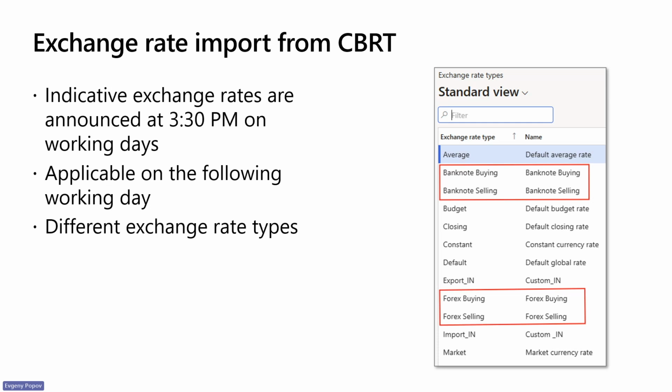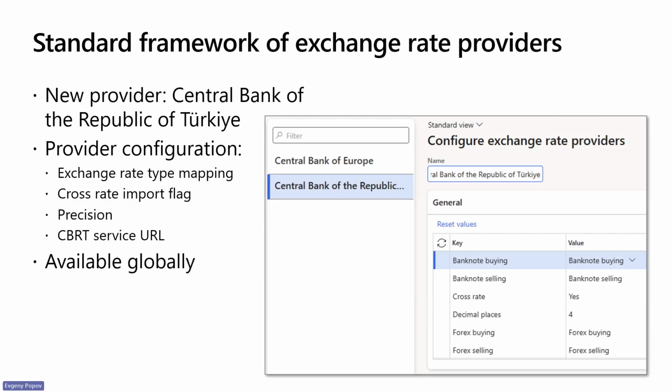The central bank provides different exchange rate types, such as banknote buying, banknote selling, foreign buying, and foreign selling. And in Dynamics 365 Finance, we leverage the standard framework of exchange rate providers to import exchange rates from the Central Bank of Turkey. Essentially, we use the standard functionality and extensibility approach by creating a new provider named Central Bank of the Republic of Turkey. This allows everyone to configure the exchange rate provider in their environment.